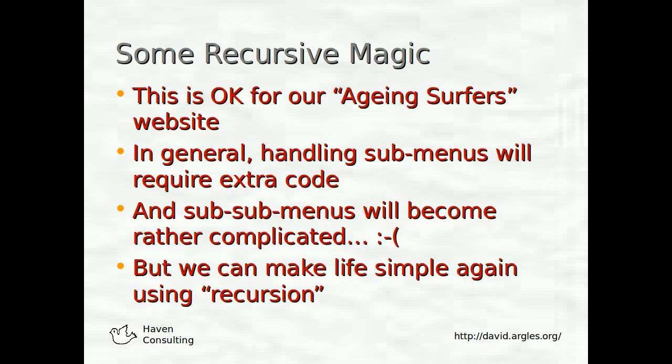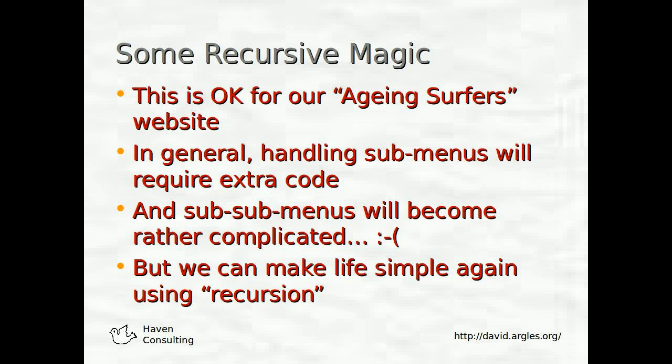Okay, so far we've used our ini file, we've built up the menu, and we've used $server to catch the current page so that we can tag it as being the active page in our menu. And this is actually all we need to do for our Aging Surfers website, where we've just got a flat level menu with a few entries. But in general, we might want to have a submenu, and if we should need submenus, then that's going to require extra code in the way we've handled it here. And that's sort of all right, but it's starting to get more complicated, and should we ever need sub-submenus, heaven forbid, then it will all become rather complicated.